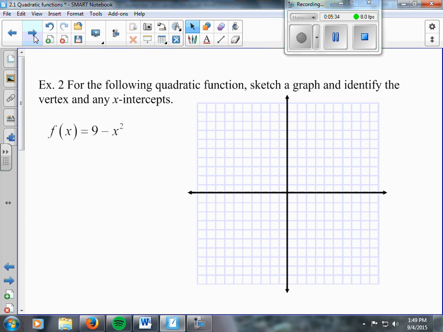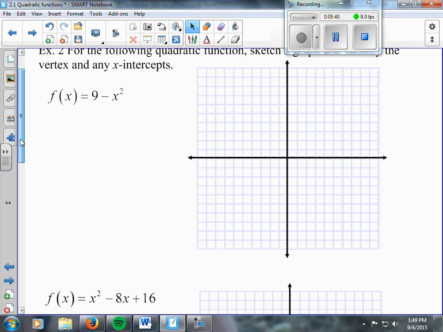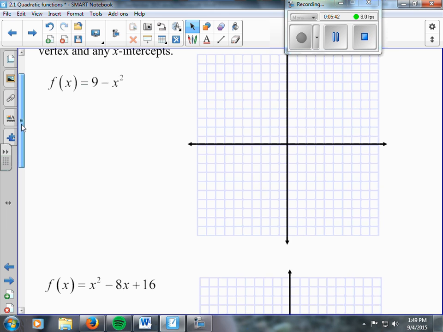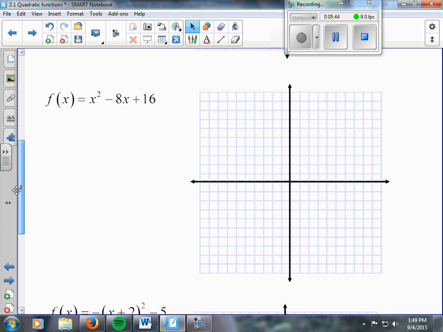Okay, moving on, here are a few more to sketch. I'm going to let you sketch this one, f of x equals 9 minus x squared. I think you can handle that one. And then I'm going to do this one. Okay, so to sketch x squared minus 8x plus 16, I could put it in standard form, which I just did, but I'm going to show you an alternate way.